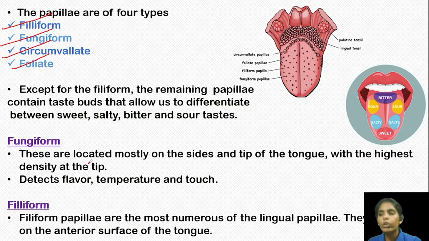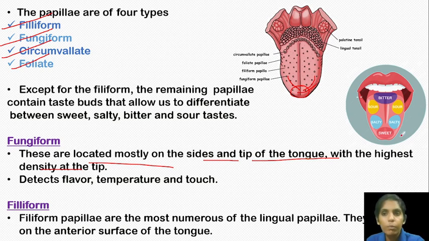Fungiform papillae are located on the sides and tip of the tongue, with the highest density at the tip. So they are present on the sides and also at the tip of the tongue. More are present at the tip. Their function is to detect flavor, particularly the sweet flavor. The tip of the tongue particularly has the ability to detect the sweet flavor of the food, and also the temperature. They can sense the temperature and also the touch.